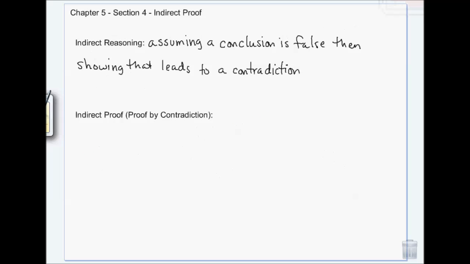Indirect reasoning is when you assume something's false and then show that it's a contradiction so that whatever you were saying to begin with would have to be true.